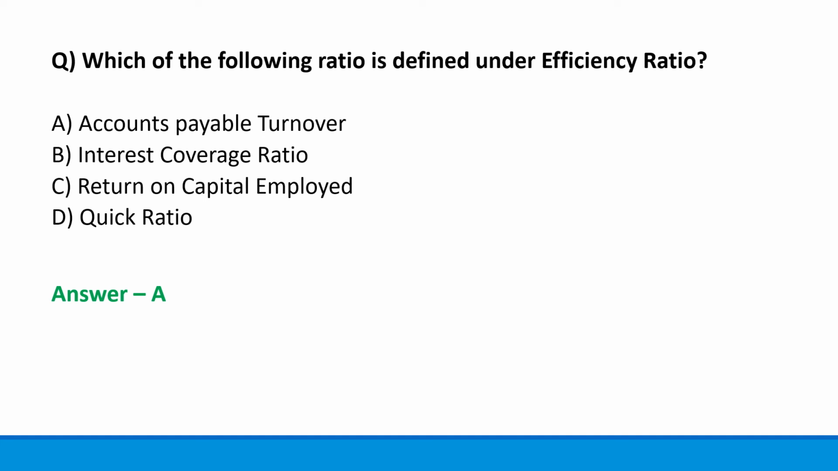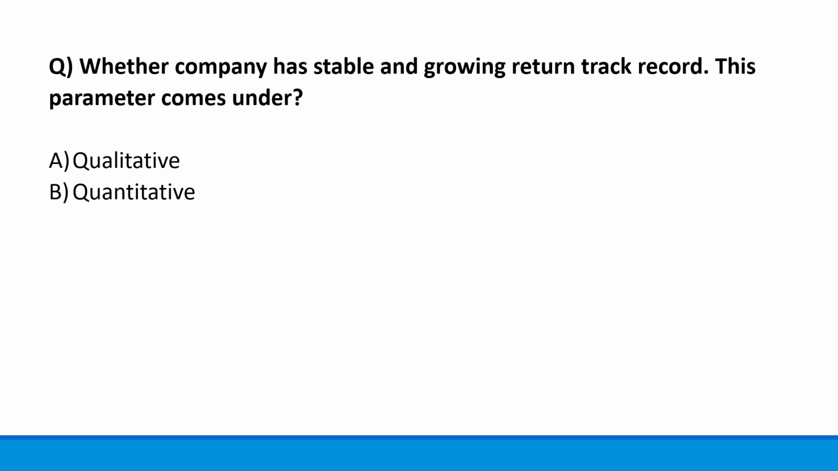The correct answer is option A, accounts payable turnover. Next question. Whether company has stable and growing return track record. This parameter comes under option A, qualitative, and option B, quantitative. The correct answer is option B, quantitative.